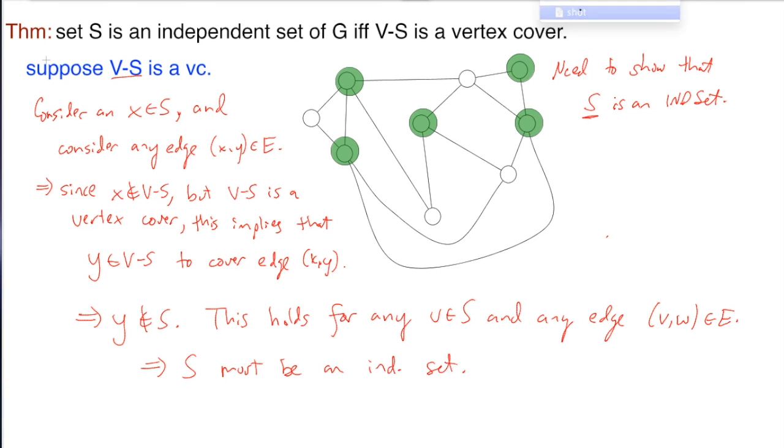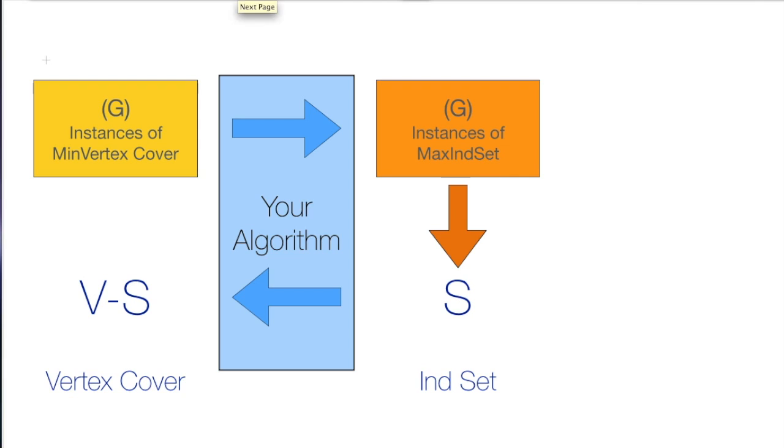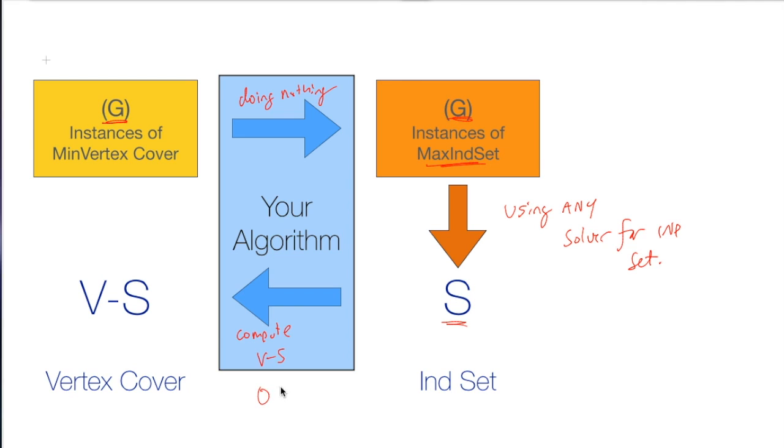Okay, so let's draw that into our picture. Our picture was we had an instance of min vertex cover, and we translate it by doing nothing, and that gives us an instance of max independent set. We solve this using any solver for independent set, and we're going to get some independent set S. And now all we do is compute V minus S, and that takes order V time, and we're going to get a vertex cover.